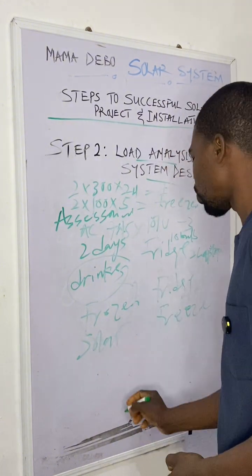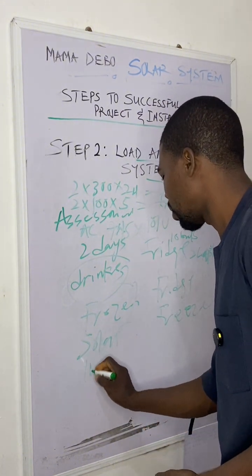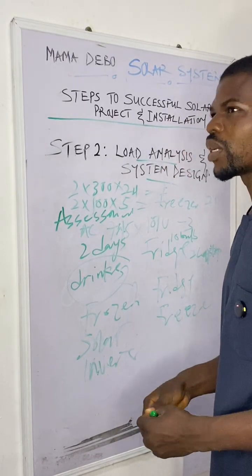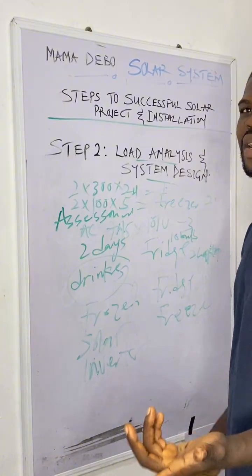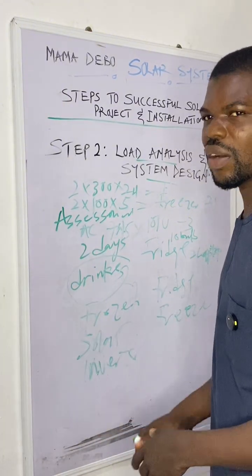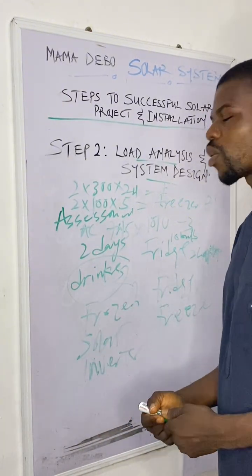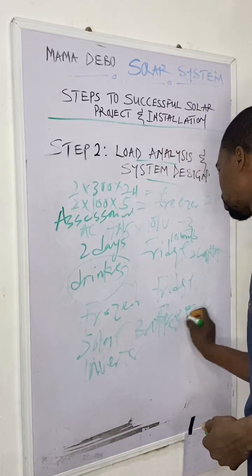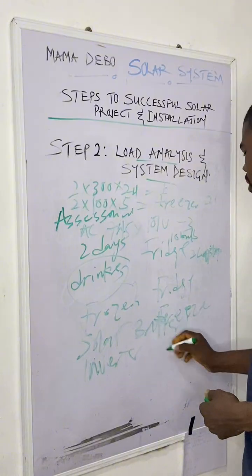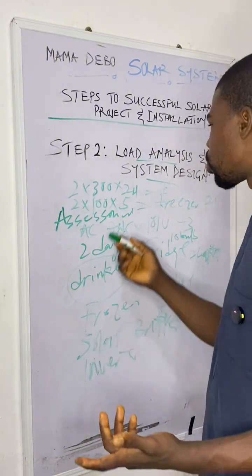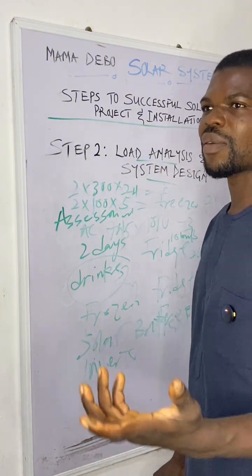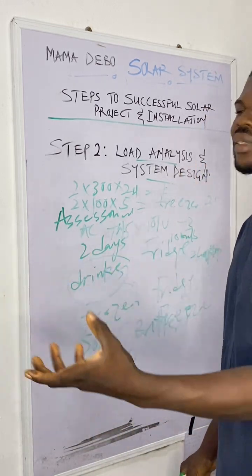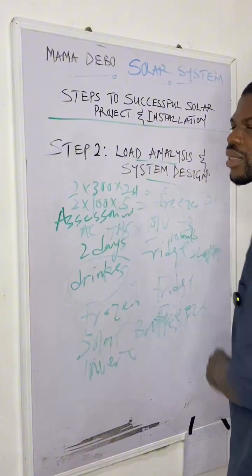From your analysis as well, you determine the size of the inverter. Remember your client has already told you that he needs maybe 12 hours backup time, or 5 hours, or 24 hours backup time. From your analysis as well, you determine the size of the battery that you want to use for your client. The size of the breaker, the size of the surge arrestor, all their accessories, you are going to determine from this analysis.